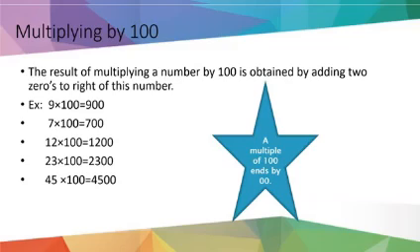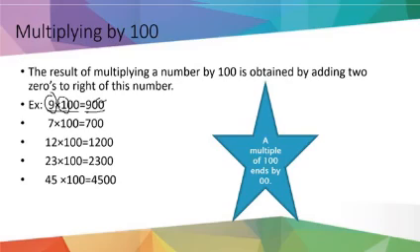For example, 9 by 100. First step, multiply 9 by 1, which is 9, and then add 2 zeros to the right of this number, so the answer is 900.